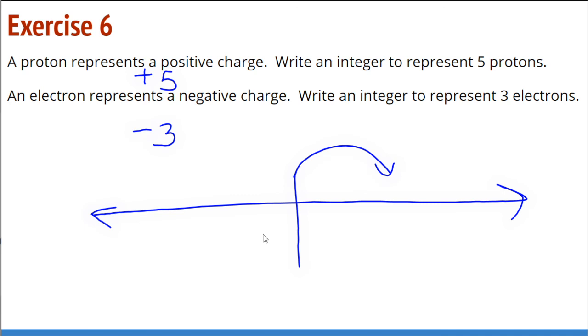Well, one of them is 5 units from 0. The other one is only 3 units from 0. So even though they're on opposite sides of 0, they are not the same distance from 0. This means that they are not opposite numbers, even though they have opposite signs.